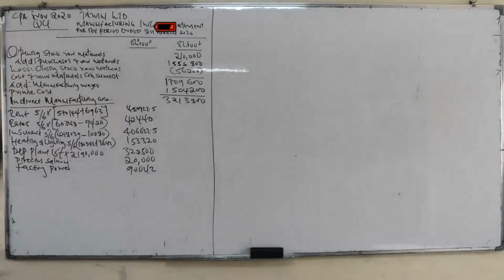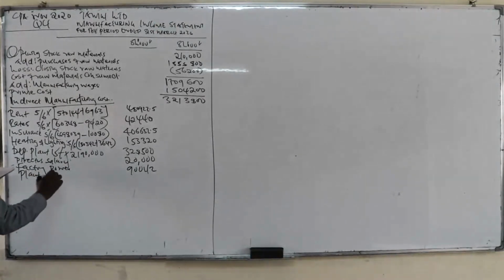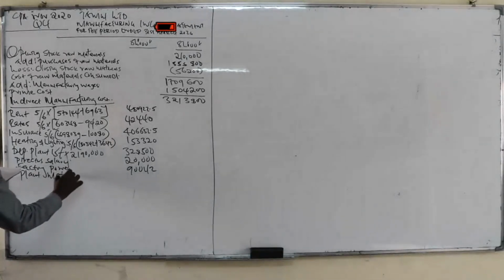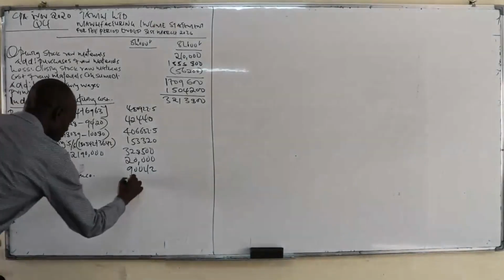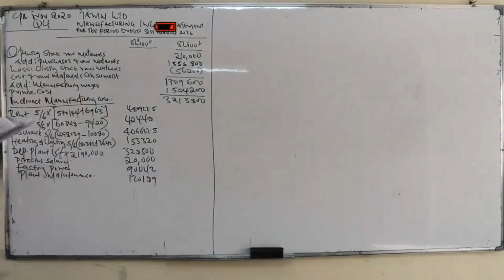And then we have insurance, rates, advertising, rent, plant maintenance. Plant, that is a factory expense. Plant maintenance, how much is it? 120,189. Is it so? And then we have heating, that one, we are done with it. So I think we have exhausted the manufacturing costs, apart from those ones that had been apportioned.